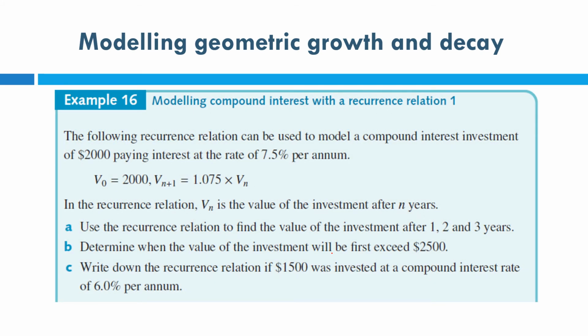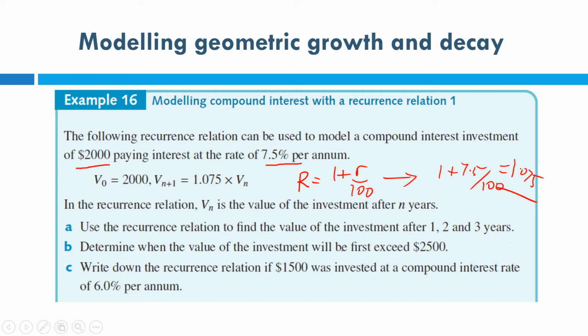So let's have a look at this example where we have a recurrence relation that is modelling a compound interest investment of $2,000, which is invested at a rate of 7.5%. Here they've already given us the recurrence relation, but how do we get this 1.075? Well, we'd be looking at working out what capital R is. Capital R we know is 1 plus little r over 100, and in this case little r is 7.5, so it's 1 plus 7.5 over 100, which gives us capital R, which is 1.075. Great, so that's how we do that.